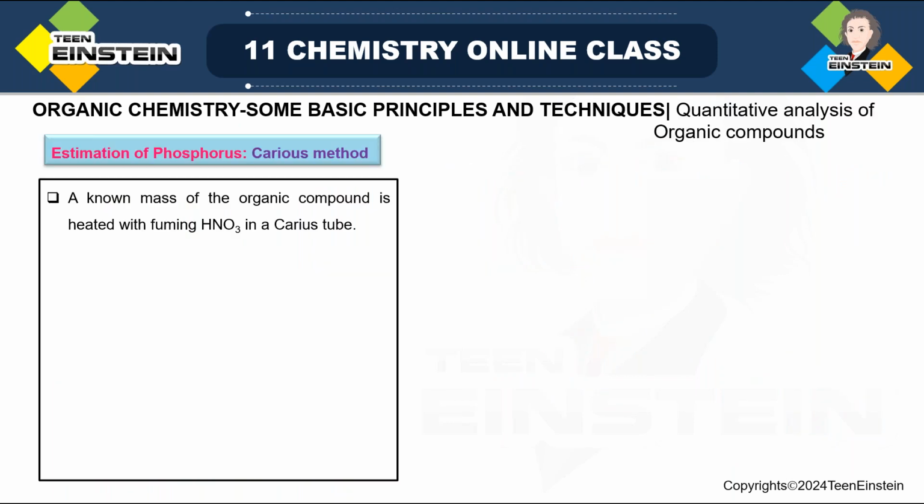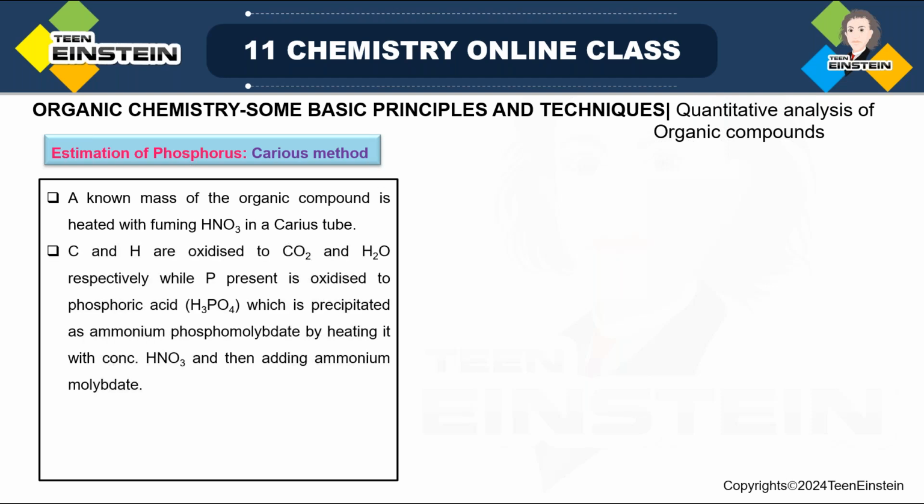Next, again Carius method, but that is for phosphorus. Again we will take a known mass of organic compound and that will be heated with HNO3. Not just any HNO3, it is fuming HNO3 and that is also in Carius tube. Now once we do this, the carbon and hydrogen present in the organic compound, just like in the previous method, are converted to CO2 and H2O respectively. Here also the same thing.